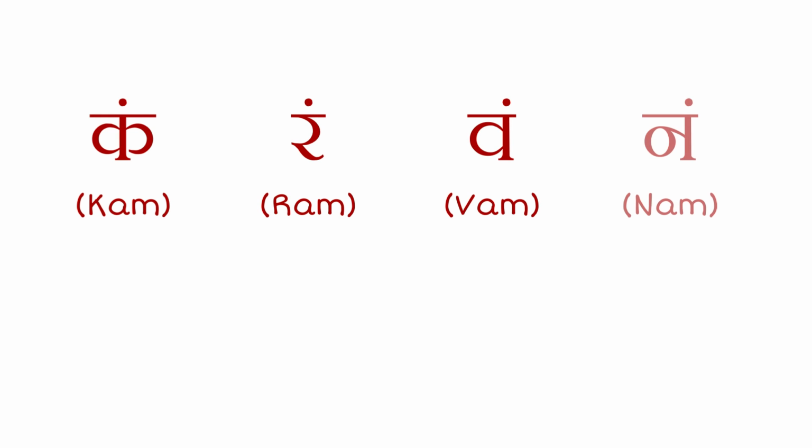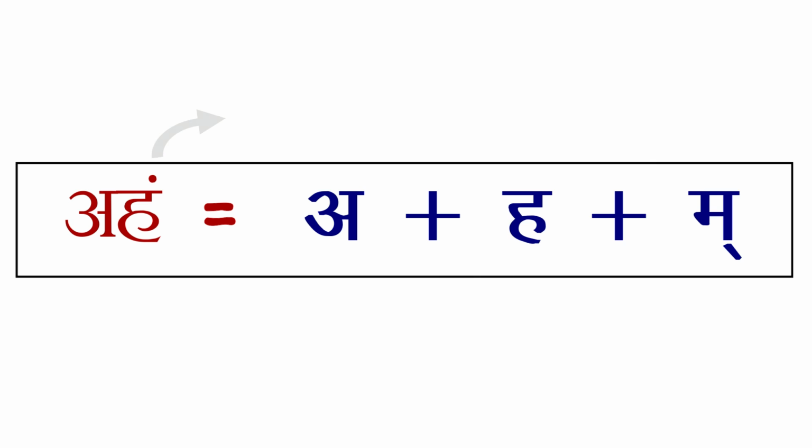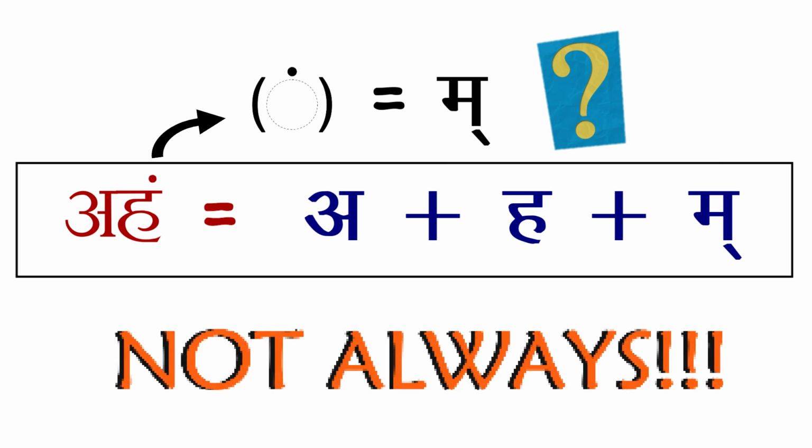You must have observed that I am speaking Kam, Ram, Vam or Nam, etc. In all the cases, there is the sound Ma, that is Halant Ma, that is spoken for the Anuswar. Remember, there are other nasal sounds, but first let's deal with the sound Ma. Once again, when I use aham, it means a plus ha plus ma. So does this mean Anuswar is equal to the halant ma? Well, not always, but that we will see later.